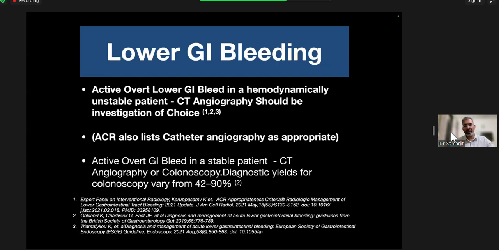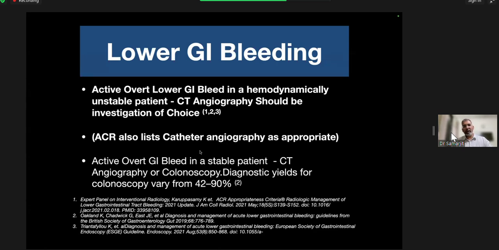So what is the role of CT in lower GI bleeding? CT is the king there. If you have an active bleeding in an unstable patient, CT angiography should be your investigation of choice. There is no question. And I think even the gastroenterologists agree. Everybody agrees. These are all the kind of guidelines which are put in there. Everybody says that if you have a patient who's bleeding and you want to bring them in, go straight to CT. Okay. ACR also lists catheter angiography as appropriate, but we really don't do that in most modern hospitals.